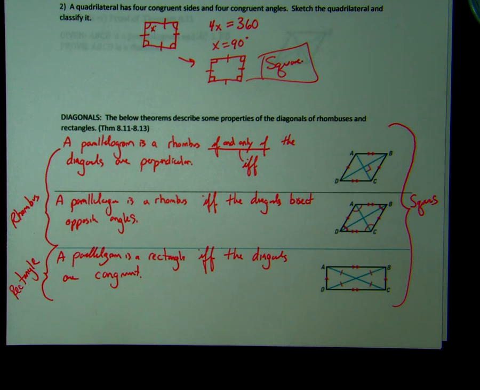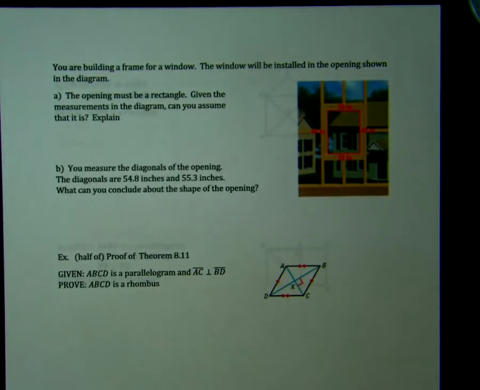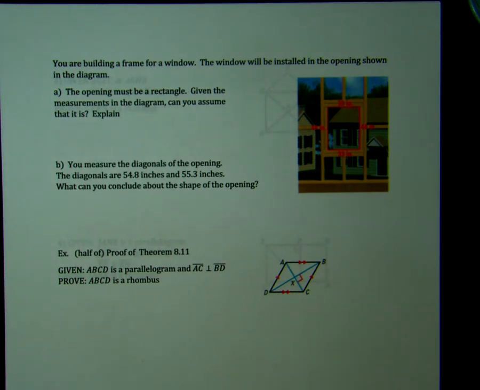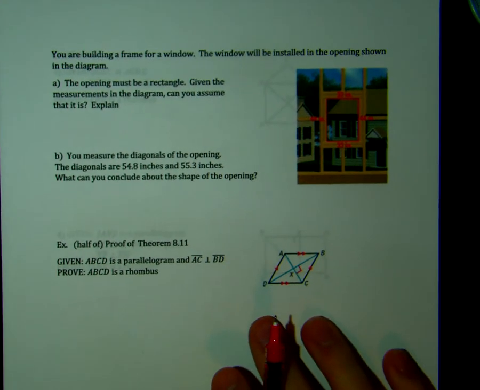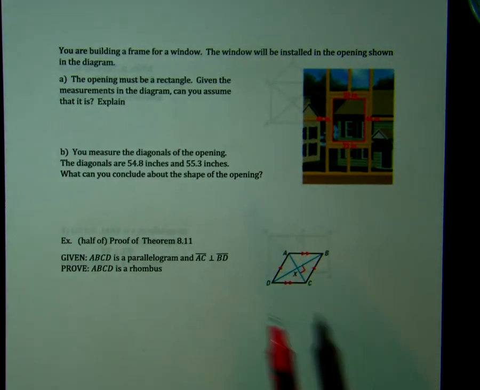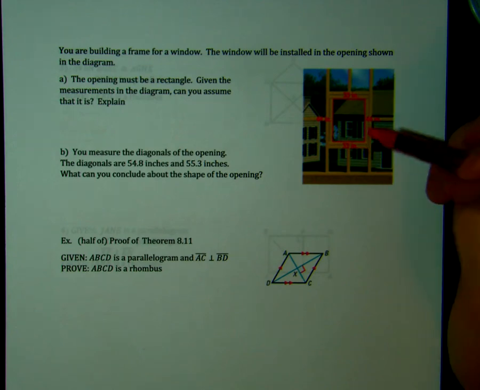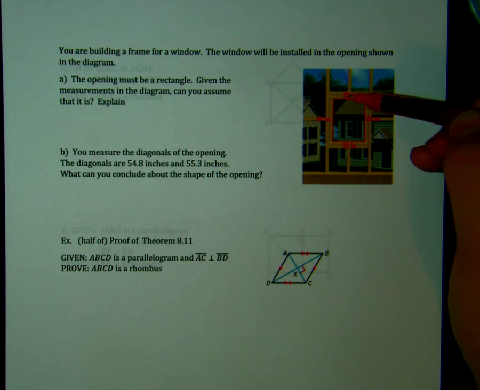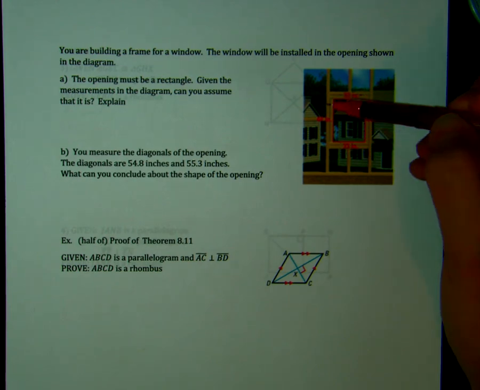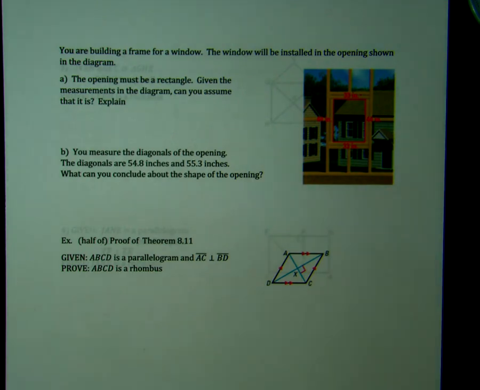Okay? All right, so let's try to use these diagonal properties now to answer a couple of questions. All right, here we go. So we have a kind of carpenter here, kind of framing a window. You clearly want the window to be a rectangle. If you can't see, this is in red, so it's not showing up very well for you. These top sides are 33 inches. The bottom side is 33 inches. The sides are both 44 inches. Okay. So given that we have those measurements, can we assume that it's a rectangle?